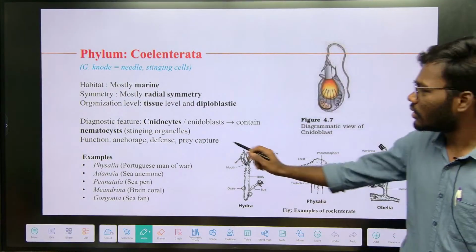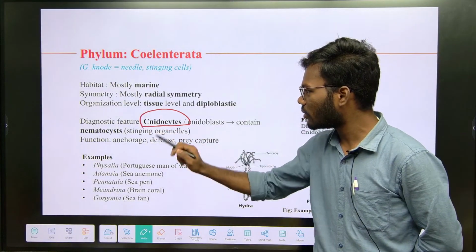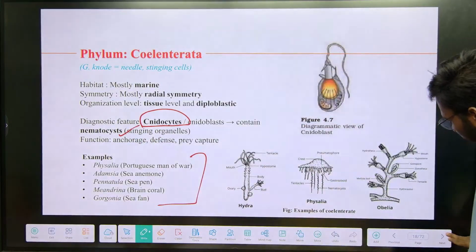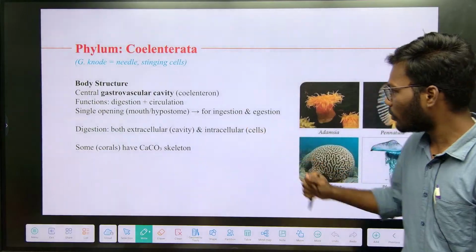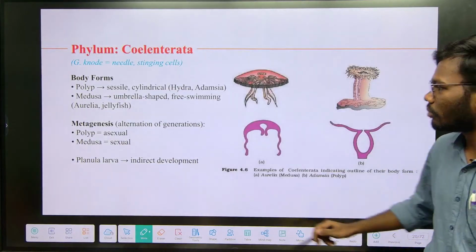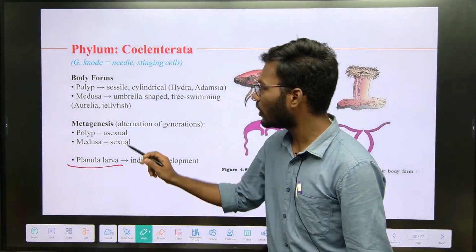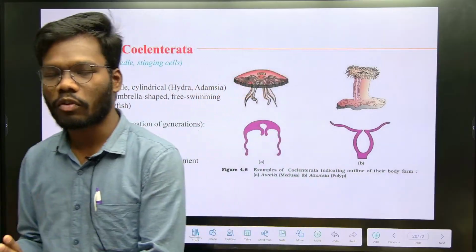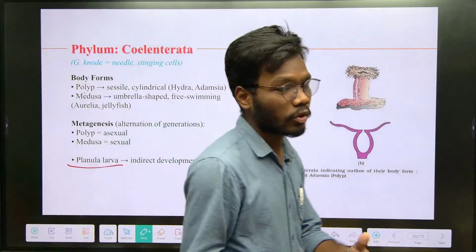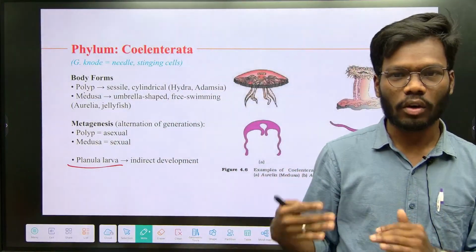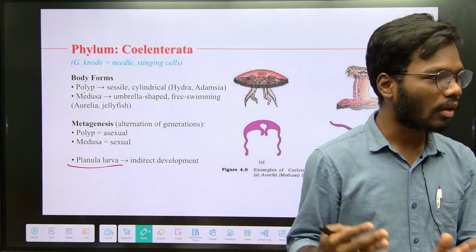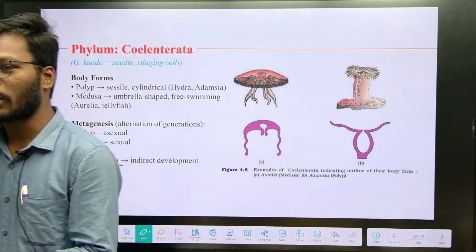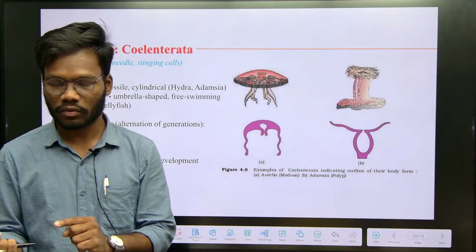In Coelenterata, remember cnidocytes, nematocytes, and also examples. Whenever you see the larval form, you have to remember the planula larva. Cnidarians exhibit polyp forms and also medusa forms. You have to remember the examples for the polyp forms, the examples for the medusa forms, and also the examples for alternation of generations.